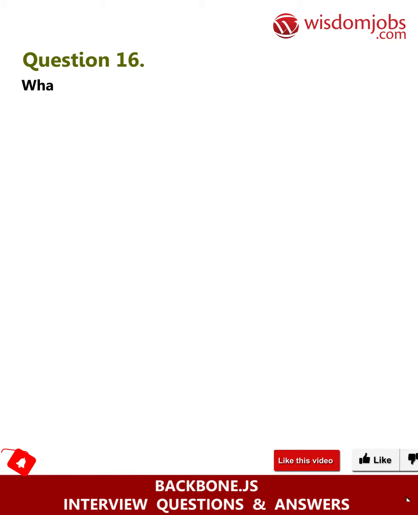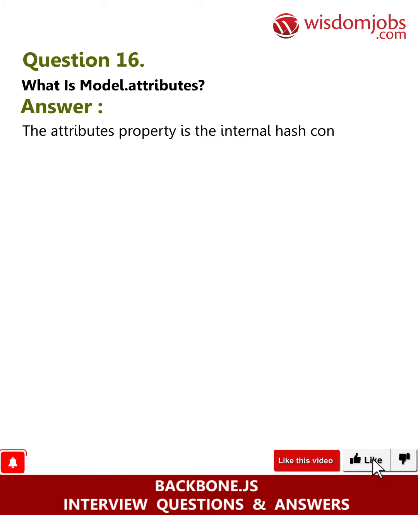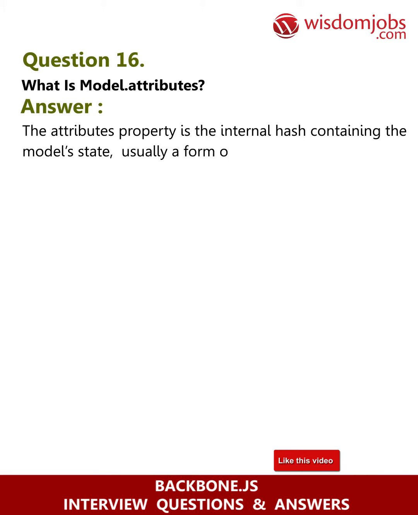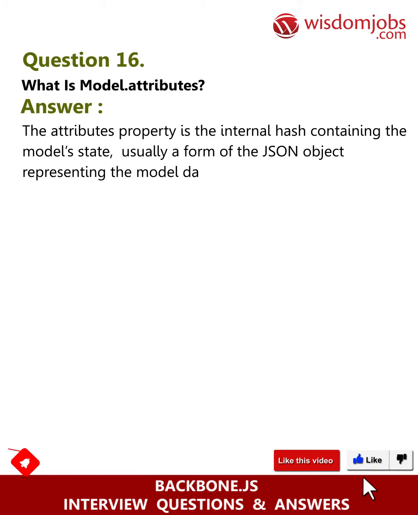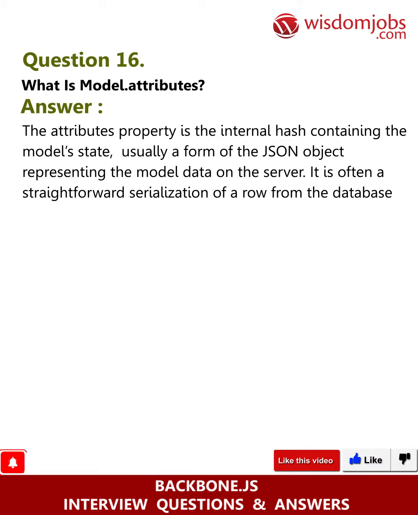Question 16. What is model.attributes? Answer. The attributes property is the internal hash containing the model state, usually a form of the JSON object representing the model data on the server. It is often a straightforward serialization of a row from the database.